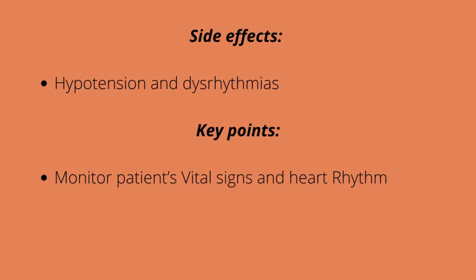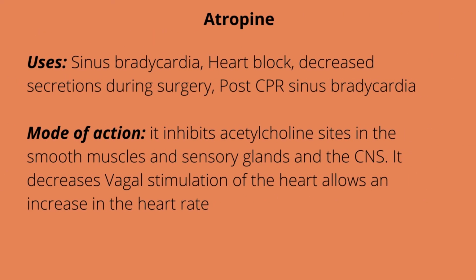Atropine. Atropine is an anticholinergic medication. Anticholinergics, they dry you up. So atropine is actually a funny way of remembering this. Atropine is a trampoline because they sound the same, and it's used to get the heart up. So we put the heart on a trampoline, it bounces up, it brings up the heart rate. So its uses are for like sinus bradycardia, heart block. It decreases secretion. Remember, it dries you up during surgery, and also it's used for post CPR sinus bradycardia.